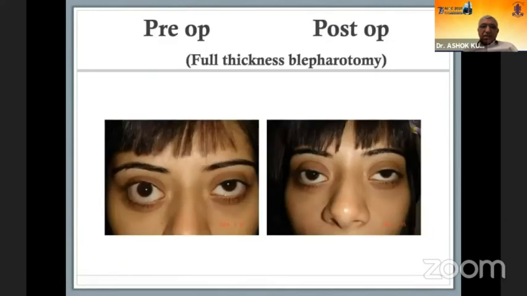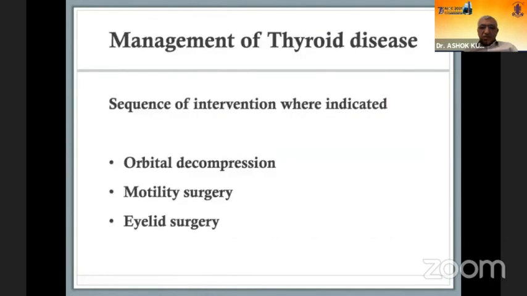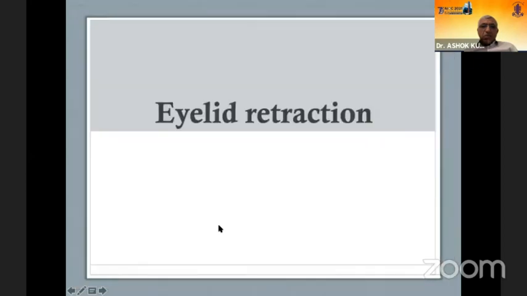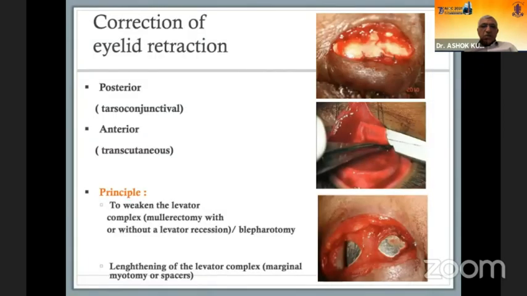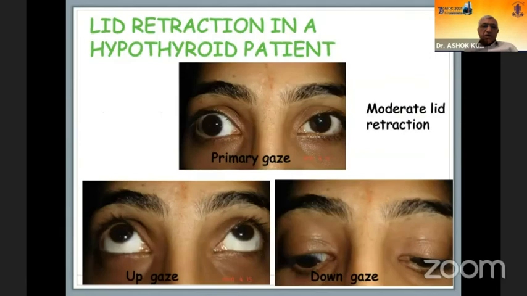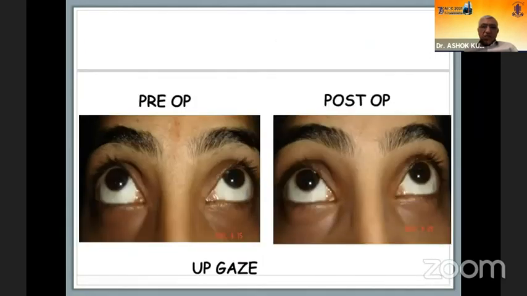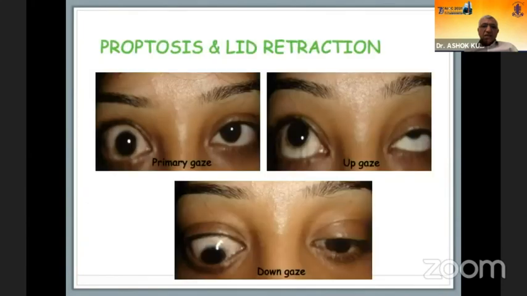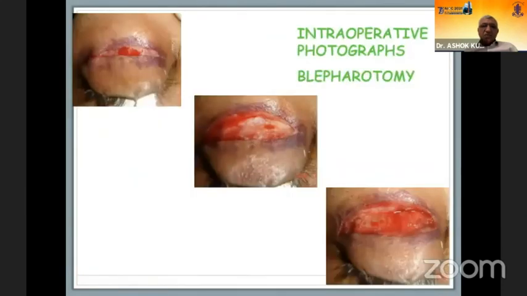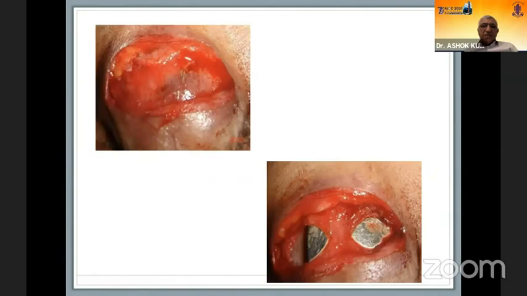For cosmetic indications, you may need to combine a decompression with a surgery for eyelid retraction. You need to follow the order of orbital decompression, followed by motility, and followed by eyelid surgery. And this may be required both for upper and lower lid. Various approaches for the lid retraction are present for upper lid and lower lid, and they yield fairly good results with proper selection of cases.